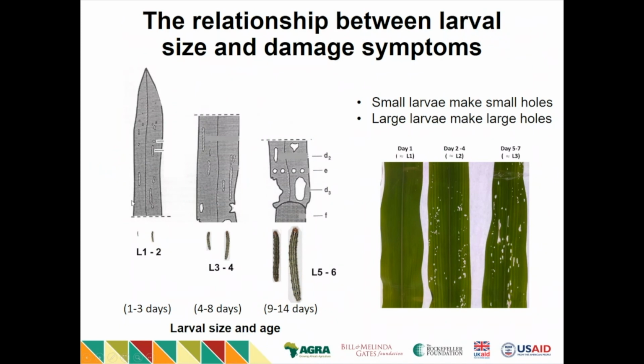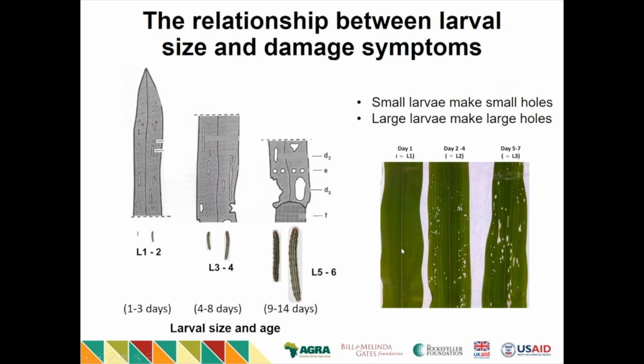This drawing on the left-hand side shows you that L1 and L2 stage larvae are the very small ones we can't see very easily. They are deep in the whorl. We don't even see the damage symptoms really. They cause these small holes in the leaves. And as they grow, and remember this is a period of 14 days, from left to right, they cause these huge holes in the leaves.